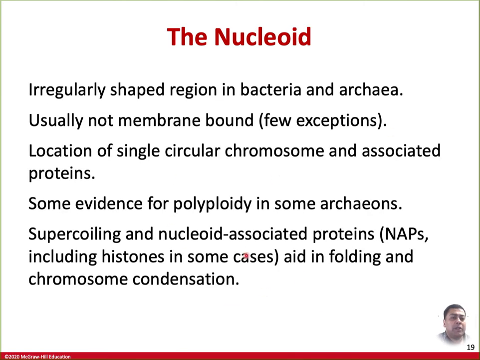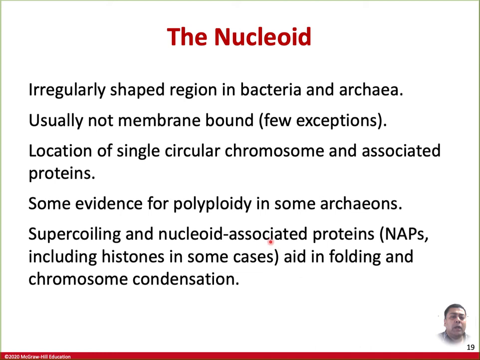So the nuclear region, on the other hand, is irregularly shaped in bacteria and archaea. Usually it's not membrane bound, with a few exceptions, which are usually an invagination of the plasma membrane, but it is not a completely enclosed nucleus with a nuclear membrane separate from the outer membrane. And usually there is a single circular chromosome with associated proteins. There is also some evidence of polyploidy in some archaea. That means that you can have multiple chromosomes in the same structure, just like in bacteria as well.